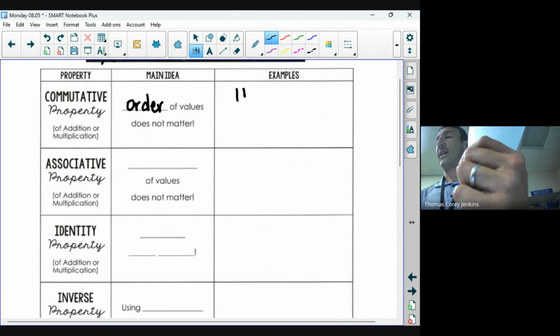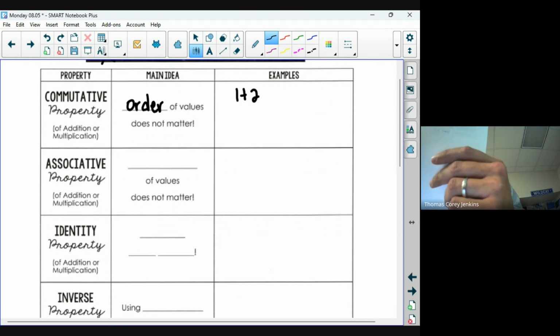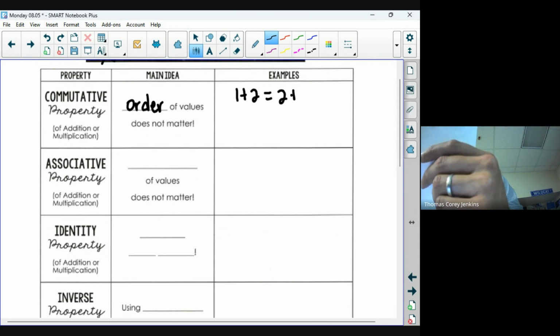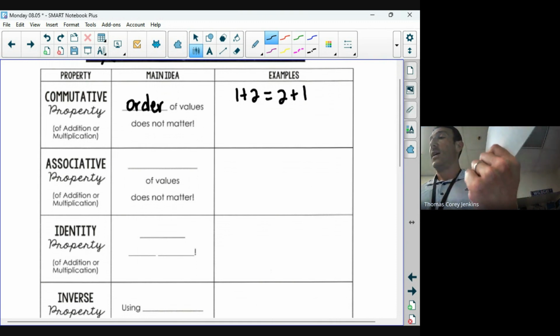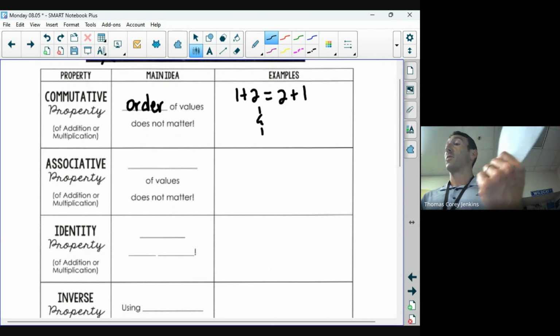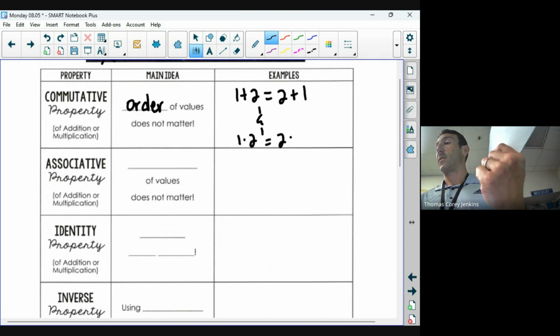Basically, that means that 1 plus 2 is equal to 2 plus 1. Do we agree that that's true? Everybody agree? Yeah, because it's 3 on either side, right? It works for addition, and it works for multiplication, so we can also say 1 times 2 is equal to 2 times 1. This seems obvious, but I'm giving you simple examples. It does not work for subtraction or division.